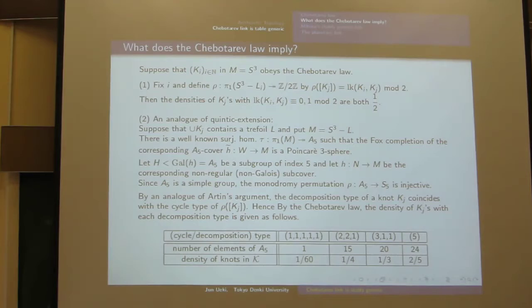A more complicated example is an analog of Chebotarev's extension. Suppose that this infinite link contains a trefoil. Then we have a well-known surjective homomorphism from the exterior of the trefoil to the group. Its Fox completion, the corresponding covering space, is open. Let H be any subgroup of the group of index 5. Let H be the corresponding non-regular subcover.